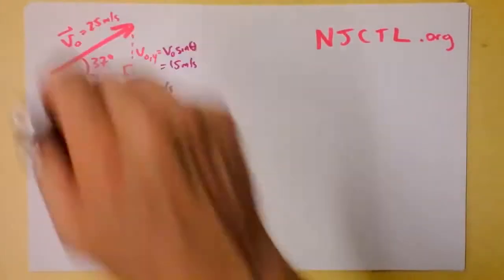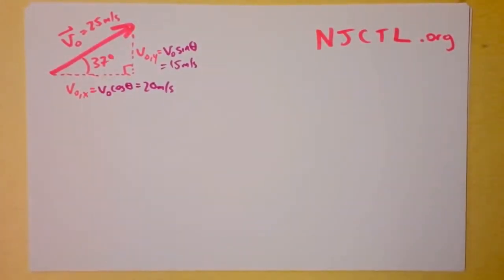It's like the angle that gives us a 3, 4, 5 triangle, 36.9 or so. I don't know. I don't want to talk about it.